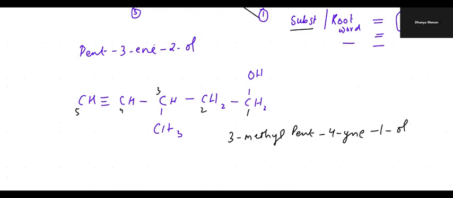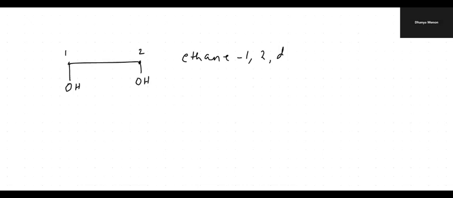Now, coming to the next one. There's an OH, there's an OH. That means here there's a carbon atom, there's a carbon atom. Okay, so that means either way, 1 and 2. So there are 2 carbon atoms. So ethane-1,2-diol. Why diol? Because there are 2 OH groups.